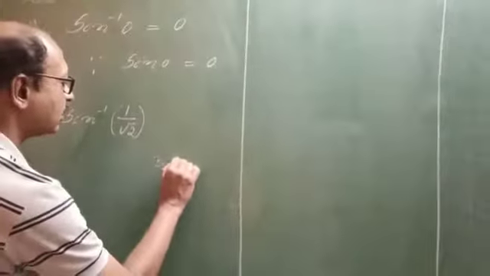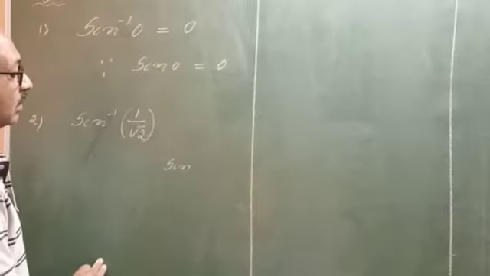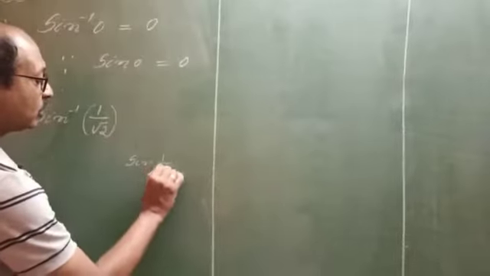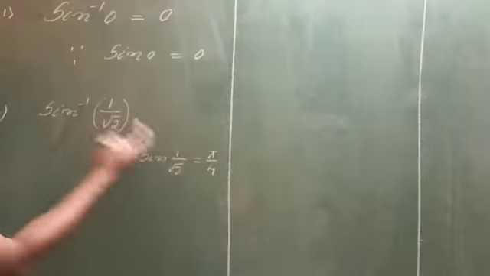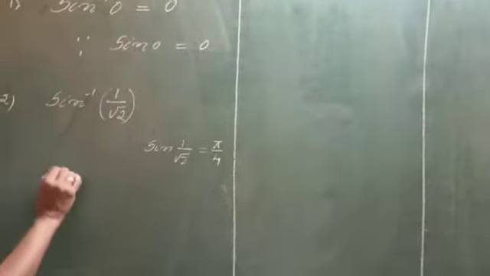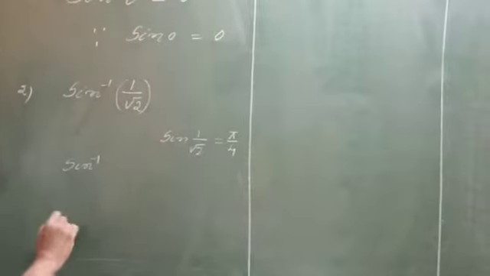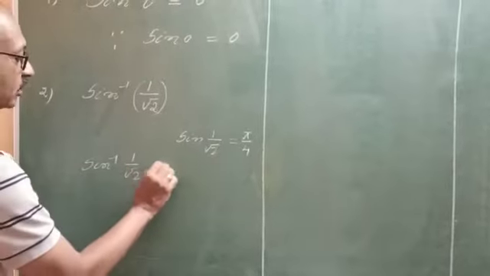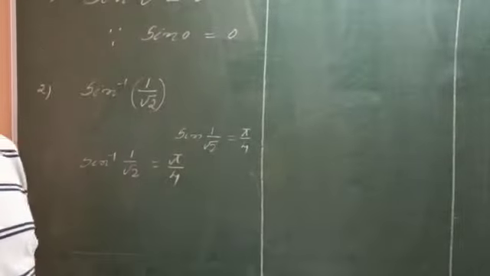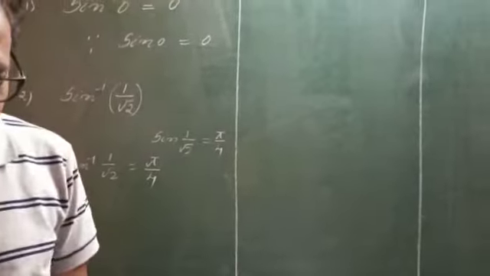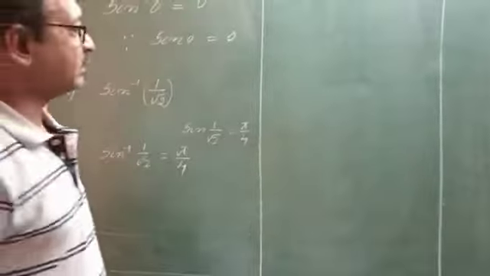So therefore, sine of pi by 4 is equal to 1 by root 2. Therefore, what is the sine inverse there? Sine inverse of 1 by root 2 is equal to pi by 4. So simple.